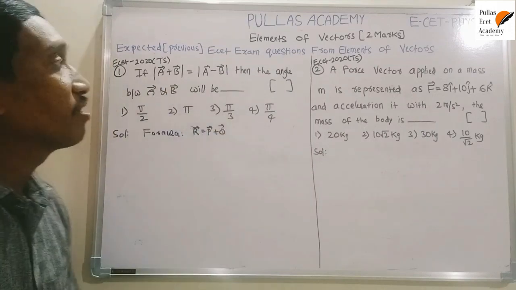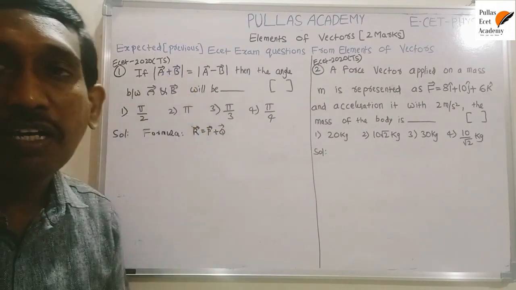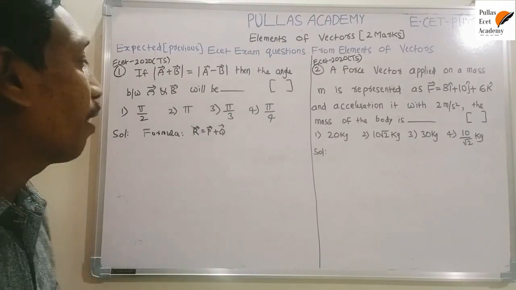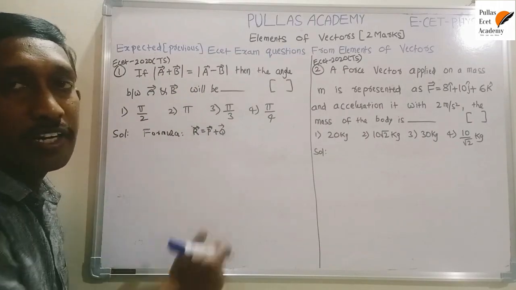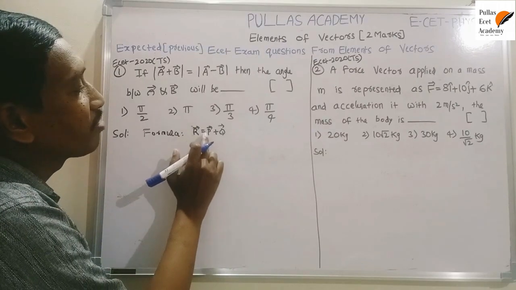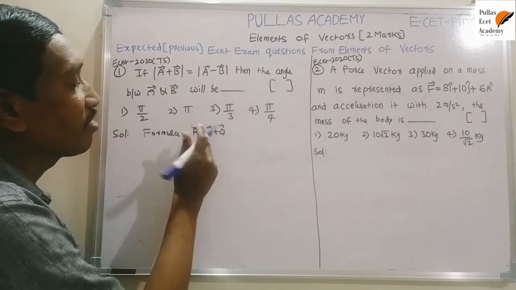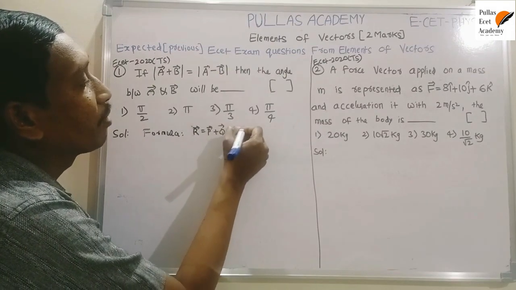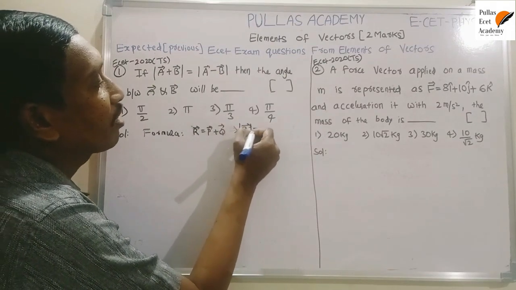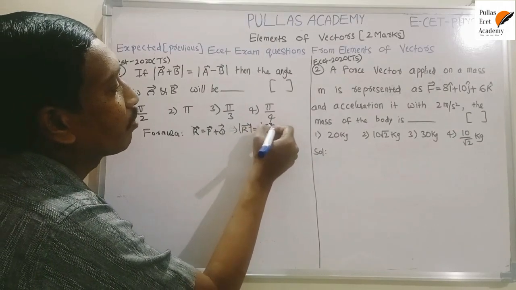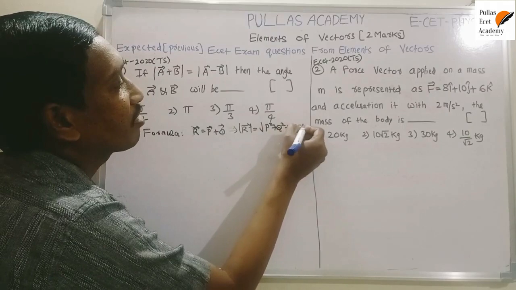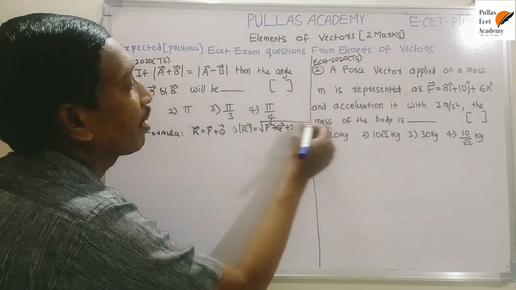These are the options. This question is based on the parallelogram law of vectors. According to the parallelogram law of vectors, r bar is equal to p bar plus q bar. This resultant vector is the sum of these two vectors. If you want the magnitude, modulus r bar, what is the formula? Under root of p square plus q square plus 2pq cos theta. This is the formula based on the parallelogram law.